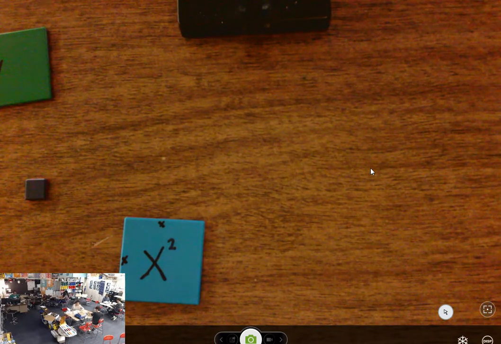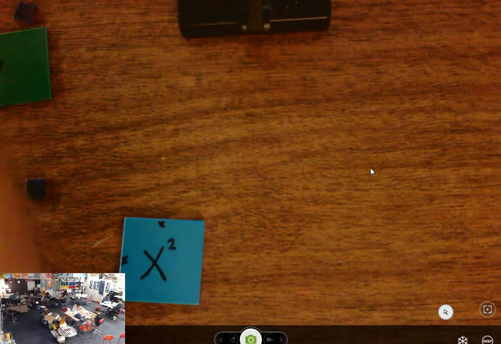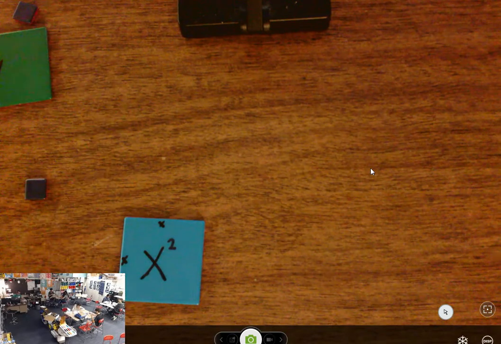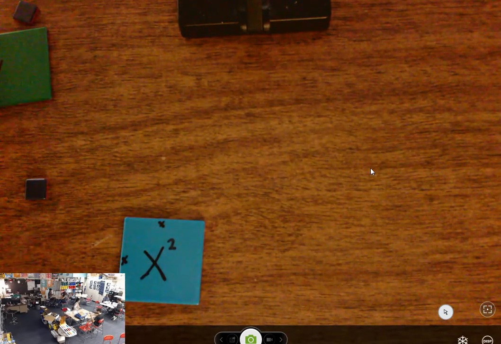So we use 1 x squared, use 3 x's. I've got to dump a lot of these out. Try to keep your tiles separate from your neighbors. There's a specific amount in the bags, so we'd like to try to keep it that way.